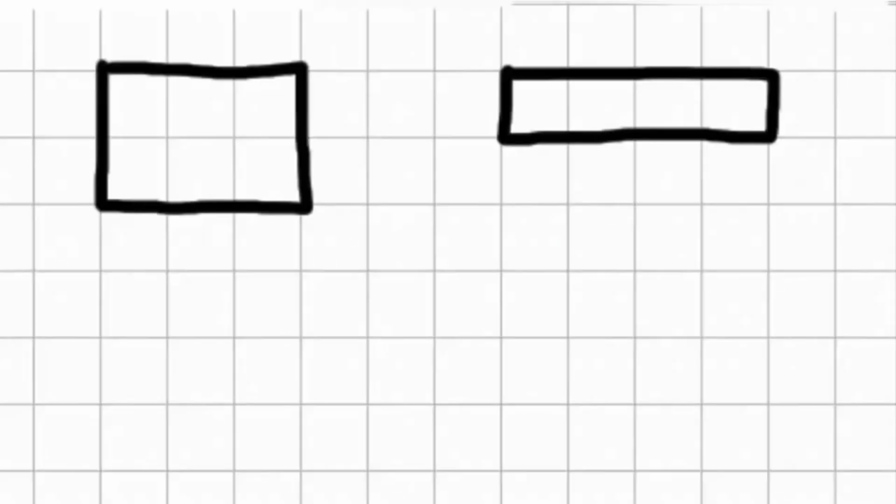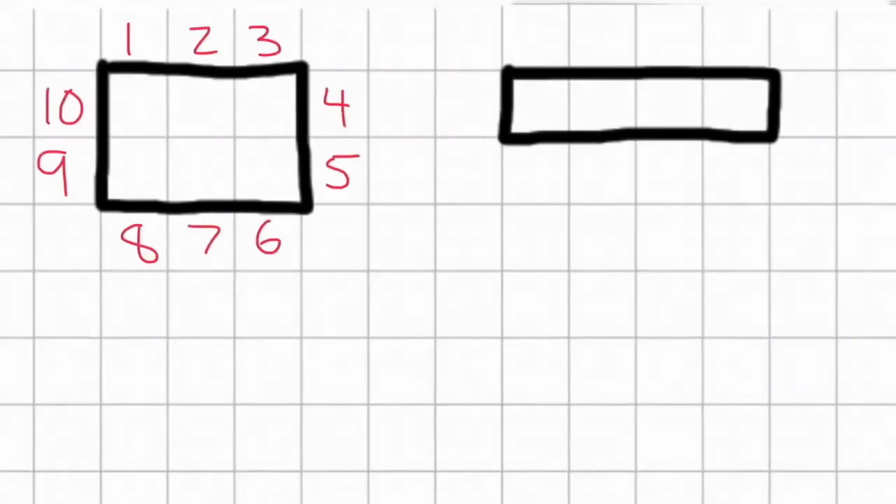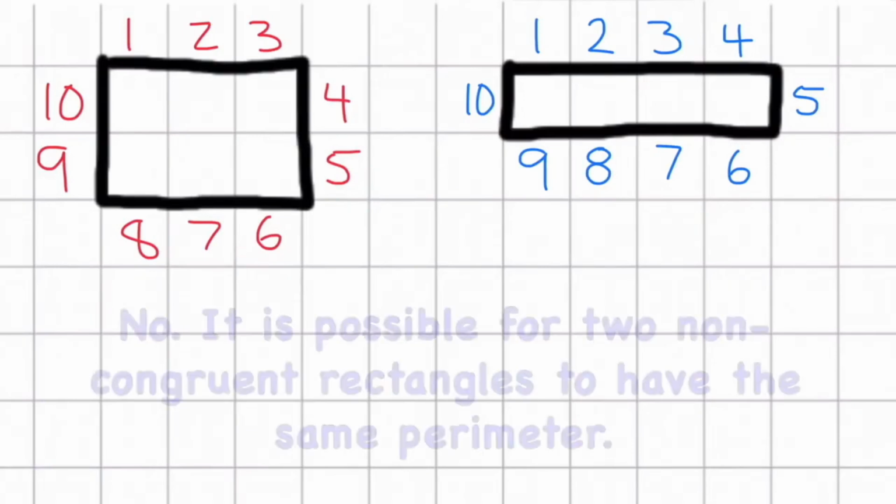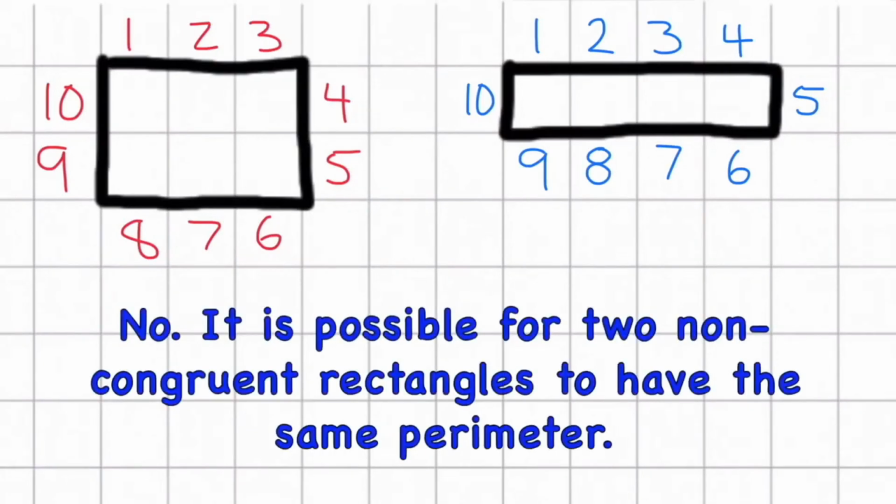I've illustrated two rectangles. The first rectangle has a perimeter of 10, and the second rectangle also has a perimeter of 10. Though they have the same perimeter, they're not congruent. The first rectangle has an area of 6 square units, and the second rectangle has an area of 4 square units. So the answer to this question is no. It is possible for two non-congruent rectangles to have the same perimeter.